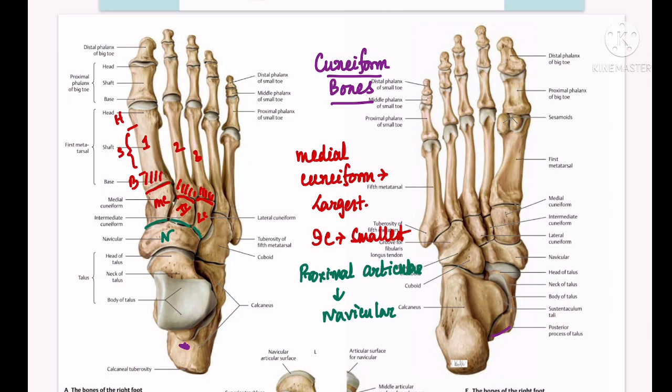Among the three cuneiforms, the intermediate cuneiform, which is the smallest in size, provides the most stable platform for the base of the second metatarsal. That means the base of the second metatarsal is the most fixed or secured.